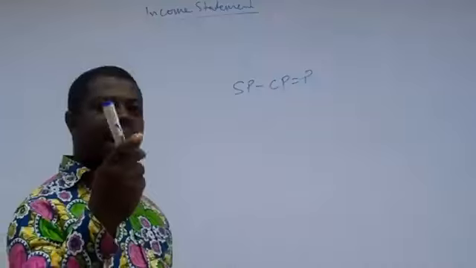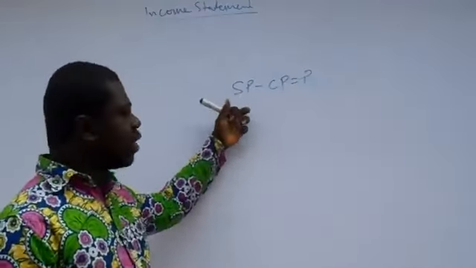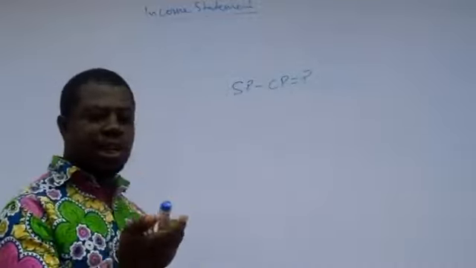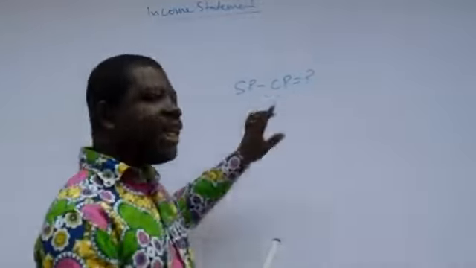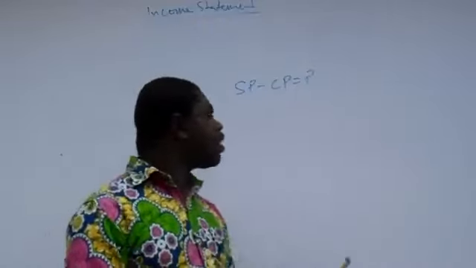So if I am buying this marker, for example, per unit of a marker, I can call it selling price if I'm selling it. And if I bought it to sell, the amount that I bought this marker for is my cost price. And then profit is the difference between how much I bought it and how much I sold it.